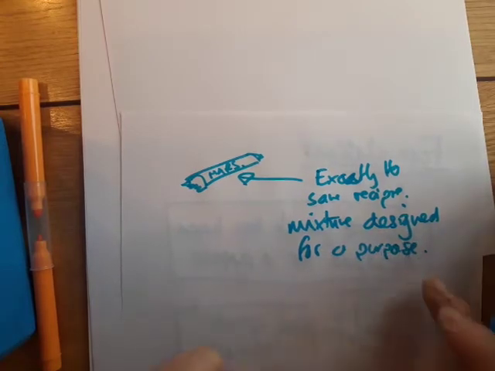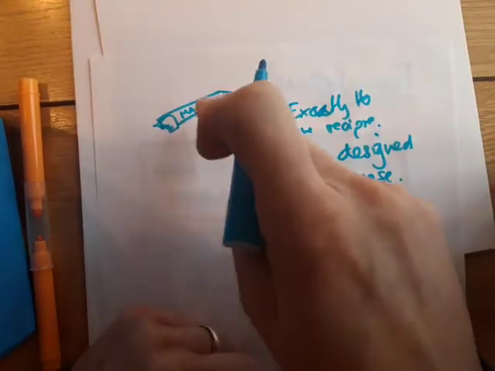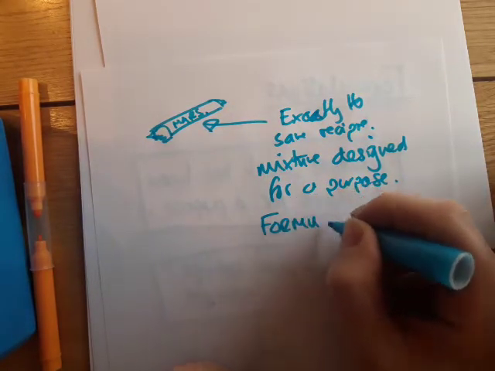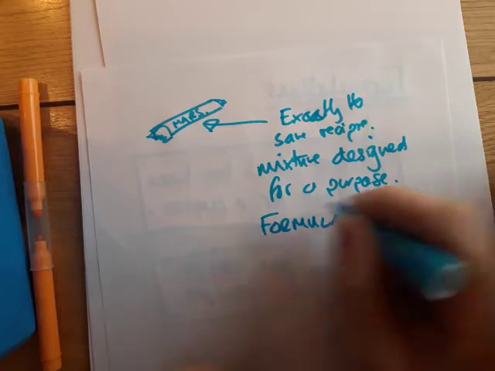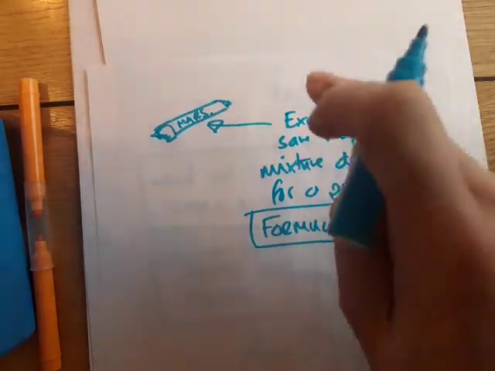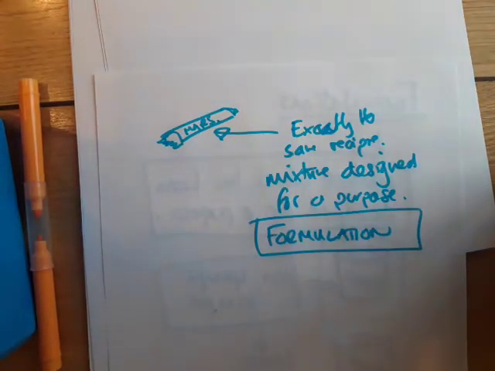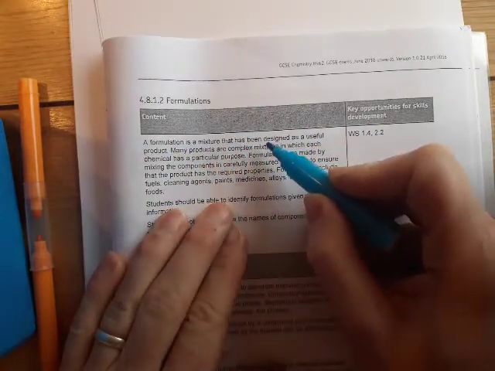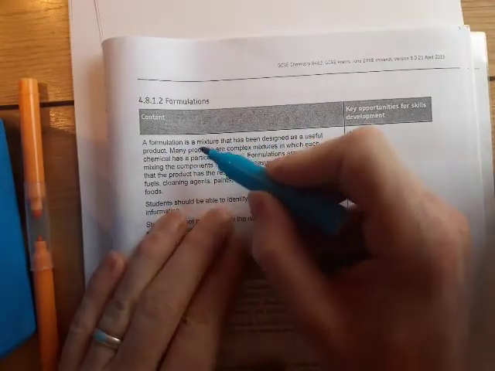And they stick to that same mixture every time they make a Mars bar. So a chemist would call that recipe a formulation. They have used the same mixture every single time. I'm going to show you what this looks like in the book. This is my notebook. A formulation is a mixture that has been designed as a useful product.